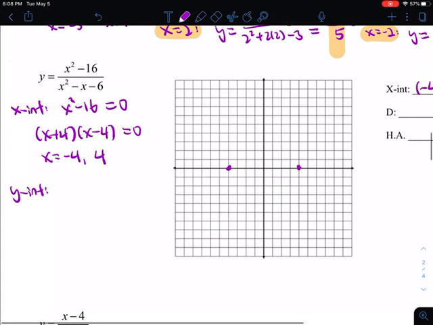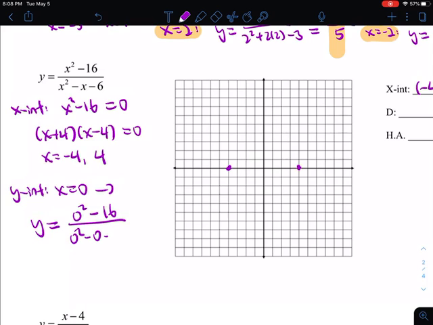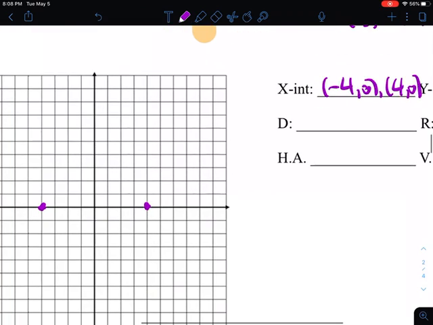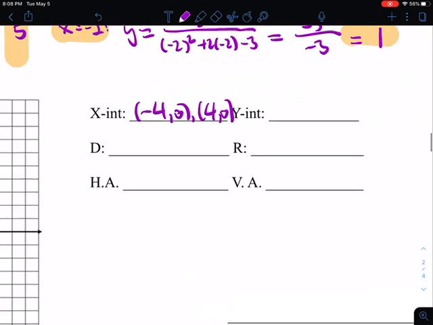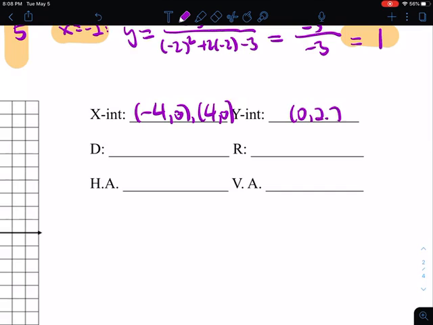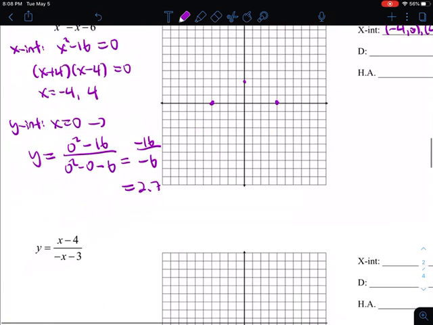For the y-intercept, as always, make sure you set x equal to 0. So I get y is equal to 0 squared minus 16 over 0 squared minus 0 minus 6. All those zeros will cancel out. I just get negative 16 over negative 6, which you can use a calculator to find the actual number. That's going to be about 2.7. And let me graph that as well. So that's going to be the y-intercept, 0, 2.7.